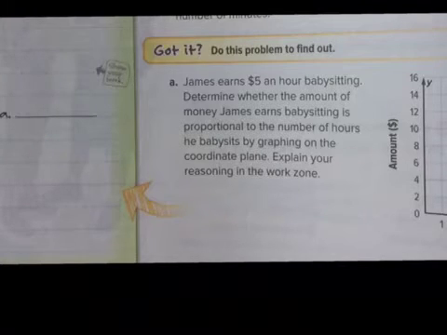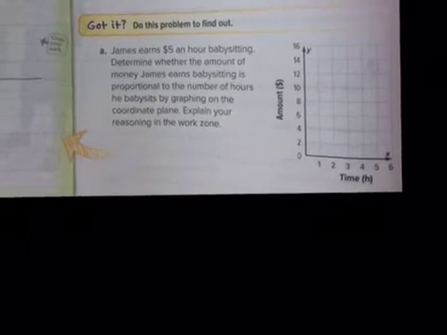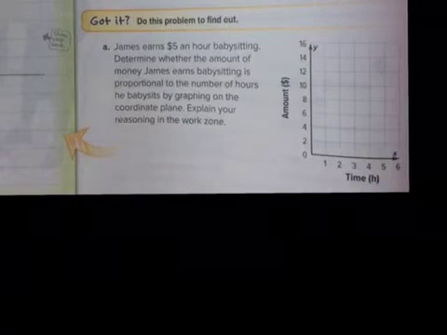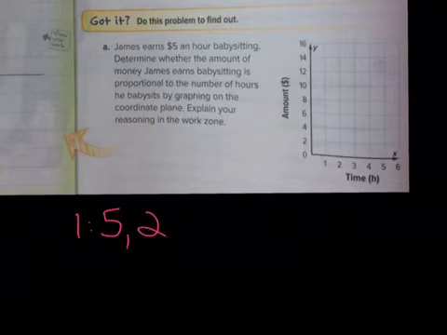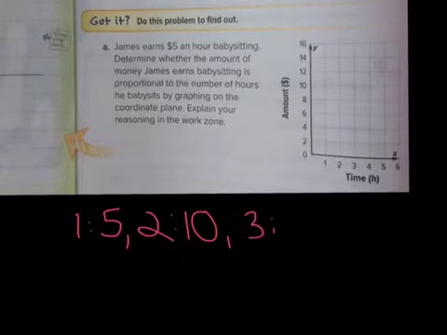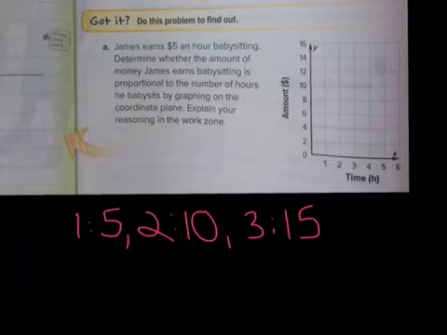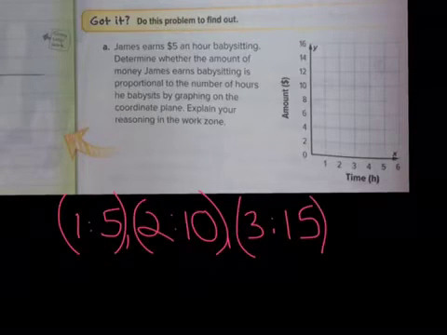So let's graph it first. Let's figure out what our coordinates would be. Let's say James works for 1 hour and he earns $5, right? He works for 2 hours and he earns $10. He works for 3 hours and he earns $15. Am I right? Okay, so these ratios at this rate are turning into coordinates.